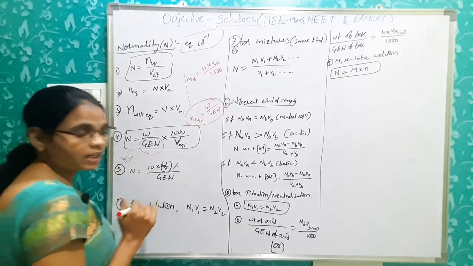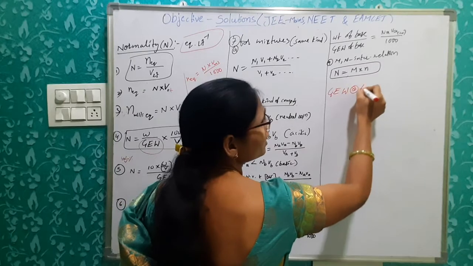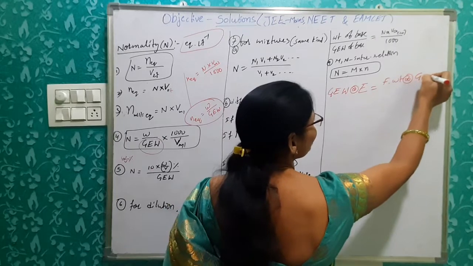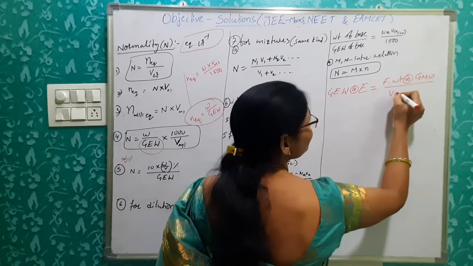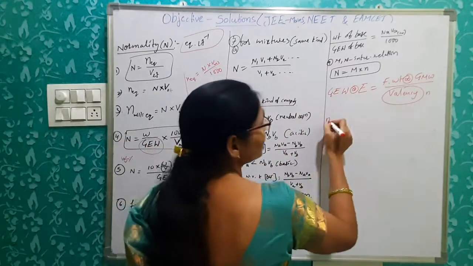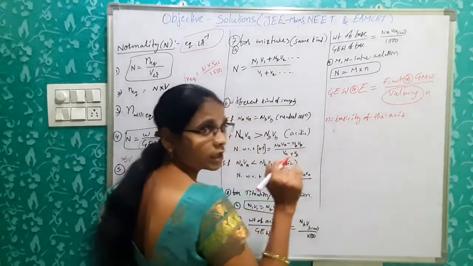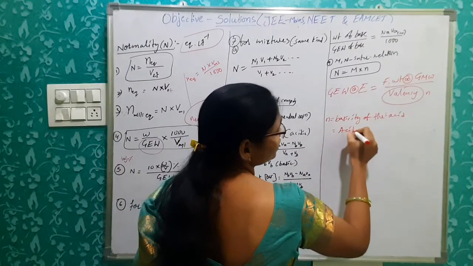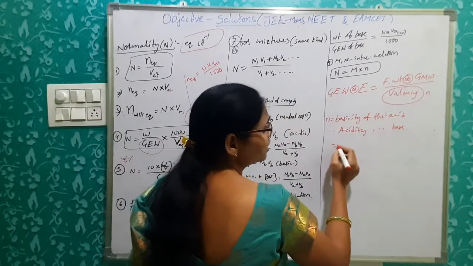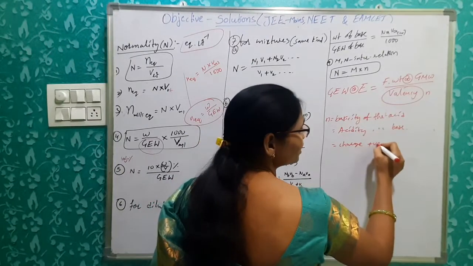Gram equivalent weight, or simply equivalent weight, capital E, is equal to formula weight or gram molecular weight of that solute by its valency. Valency you can take as small n. This valency is nothing but the basicity of that acid. For bases you can take the acidity of that base. For salts, the total charge on the cation, or positive ion or negative ion.